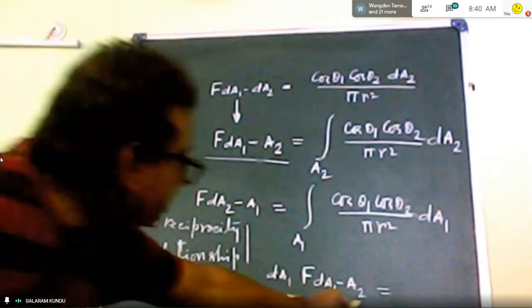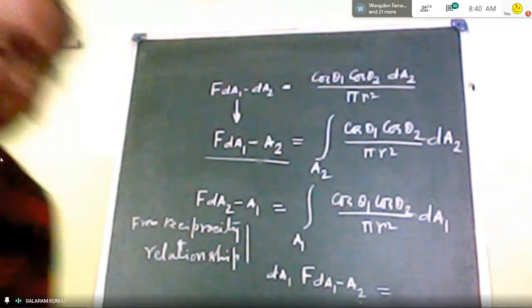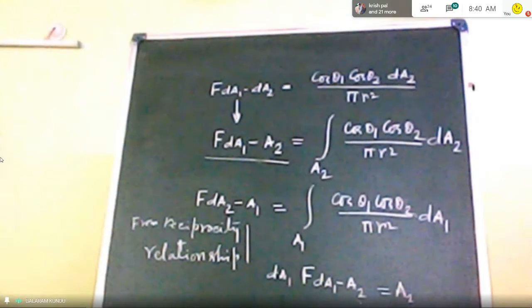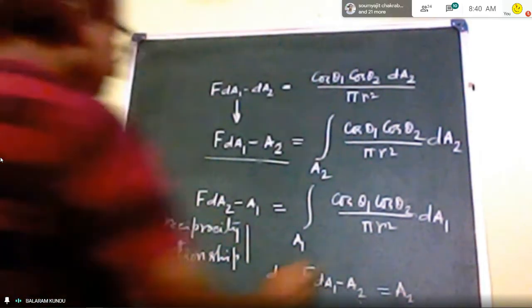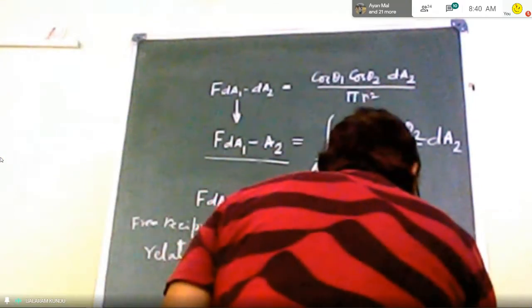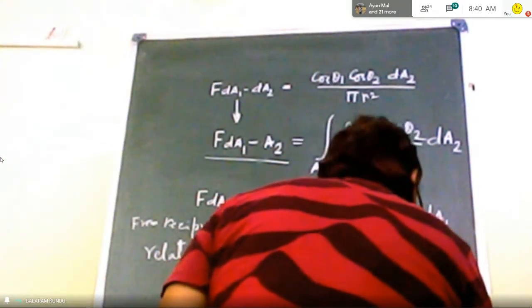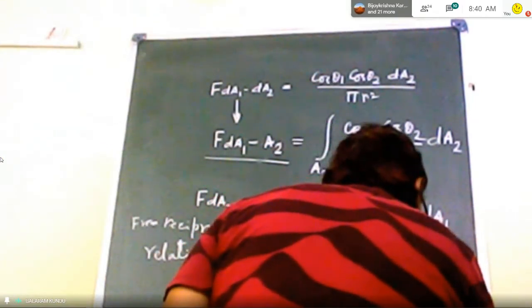So A2 is there, so we have to consider A2 surface area. So A2 into shape factor from A2 to dA1, we have to consider. So A2 into F of A2, write it on top, to dA1.